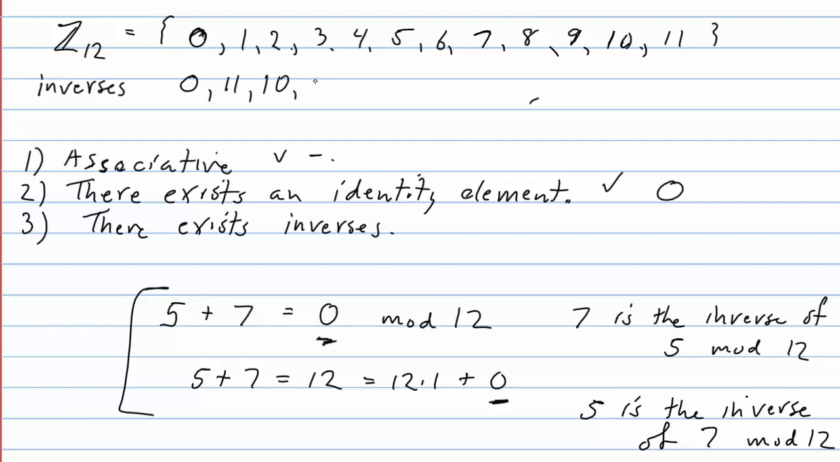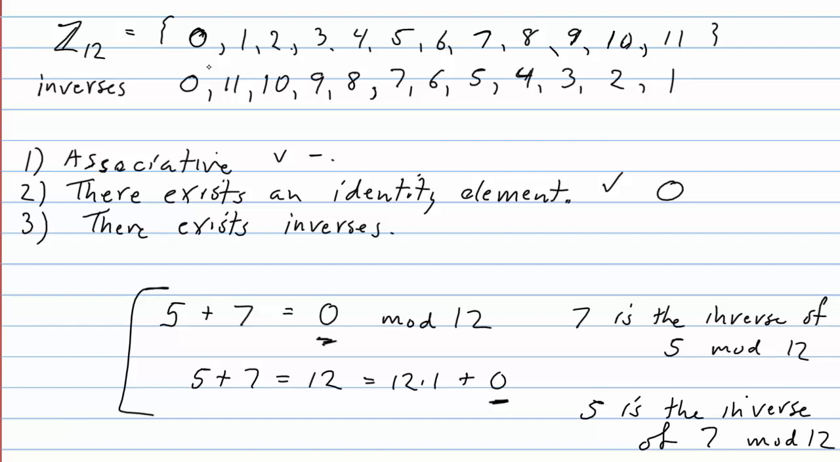What about 3? How can I get up to 12? Well, we've already seen I can add 9. What about 4? 4 plus 8 is 12. For 5, it would be 7. For 6, it would be itself. For 7, it would be 5. For 8, it would be 4. For 9, it would be 3. For 10, it would be 2. For 11, it would be 1. So those are the inverses of all the elements.